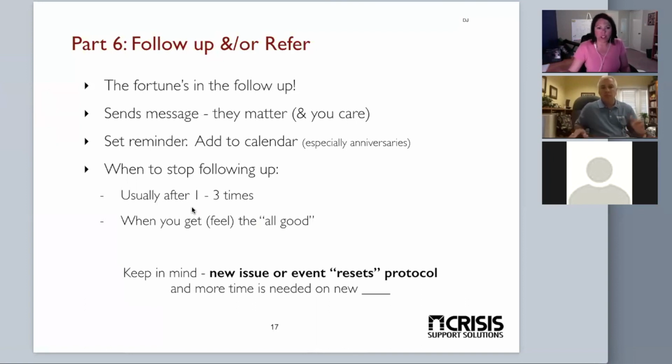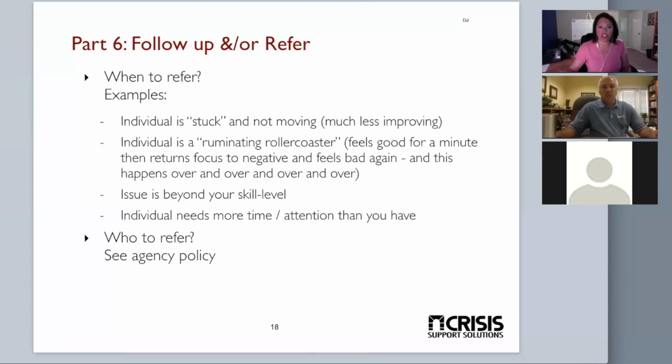So when to stop following up is when you get the "all good, I feel good." A lot of you have the policy of after one to three times. I will say when a new issue or a new event arises, because one thing can lead to another, can lead to another, to me, check with your coordinators, but for me, that's a new situation, and the protocol starts all over again. But when you get the "all good, I'm good," then that's a good time to say great. And then of course, if there's an anniversary of a loss, then you can follow up then as well.